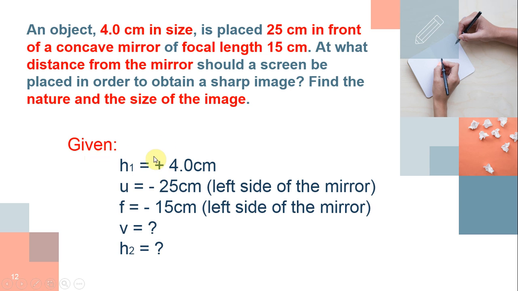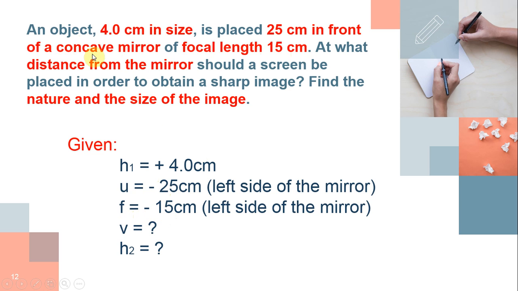Here we take a plus, that means the object is placed above the principal axis, so we take plus symbols. The object is placed 25 centimeter in front of a concave mirror, so U is equal to minus 25 centimeter. Here minus indicates the left side of the mirror, and the focal length is 15 centimeter, so F is equal to minus 15.